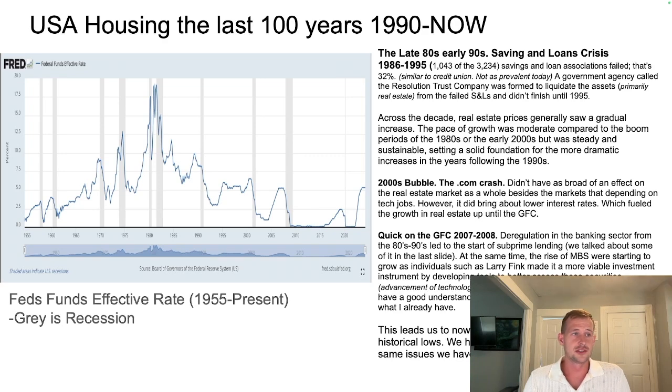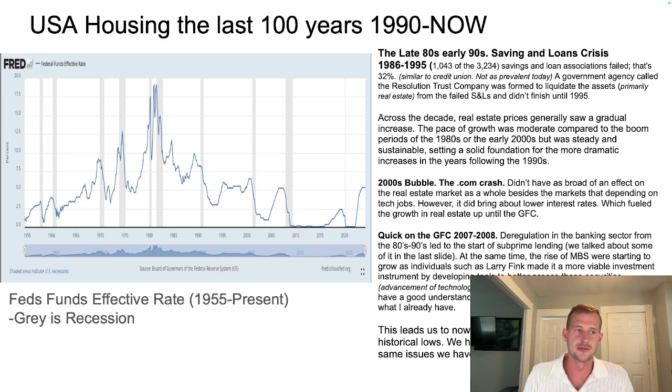Across the decade, real estate prices generally saw a gradual increase. The pace of growth was moderate compared to the boom periods of the 1980s or the early 2000s, but was steady and sustainable, setting a solid foundation for the more dramatic increases in the years following the 1990s. So, we had this major hit in the beginning of the 90s.